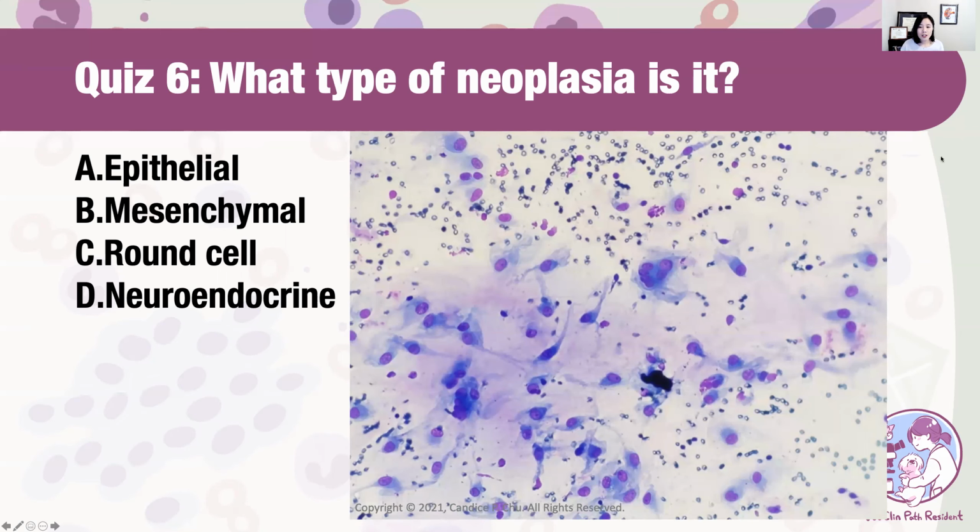What type of neoplasia is this one? So again, looking at the overall shape of the cells, do they want to be together or do they want to be by themselves? What is the shape of the cells? That should help you answer this question. Epithelial, mesenchymal, round cell, or neuroendocrine? Right, perfect.